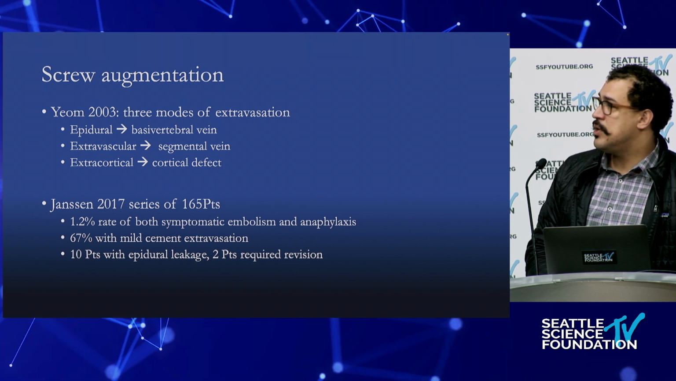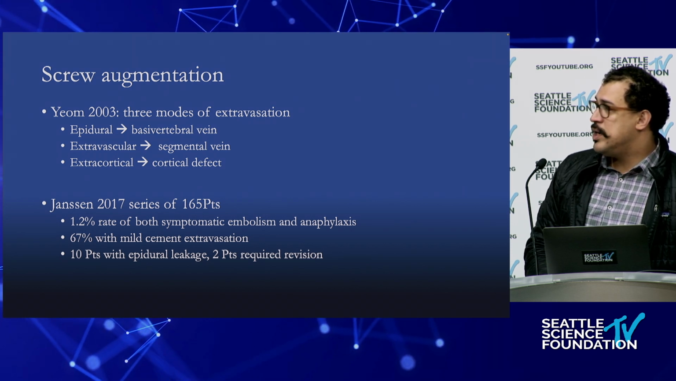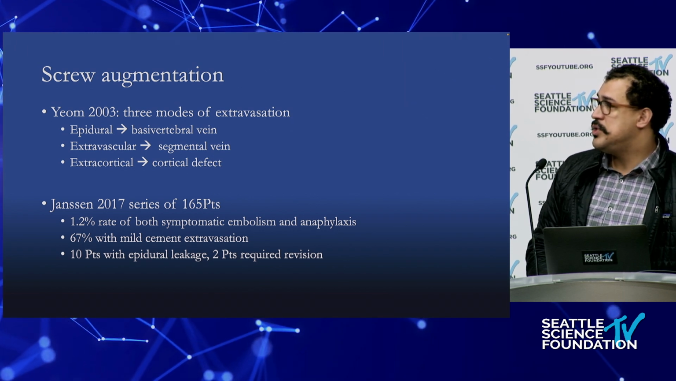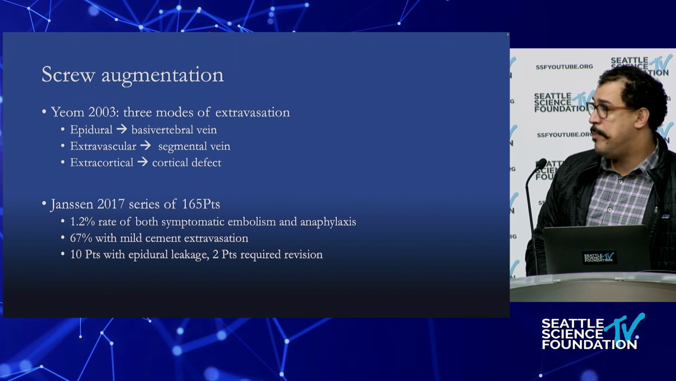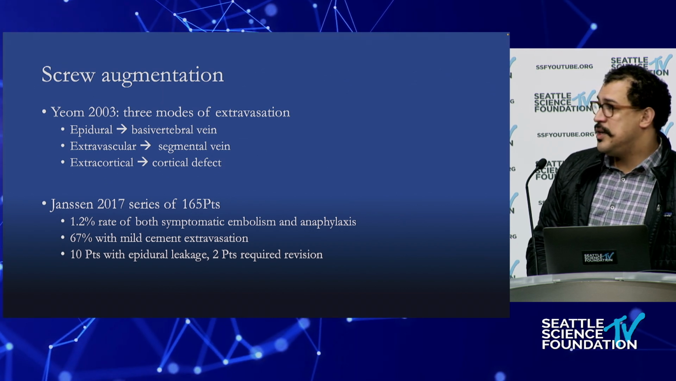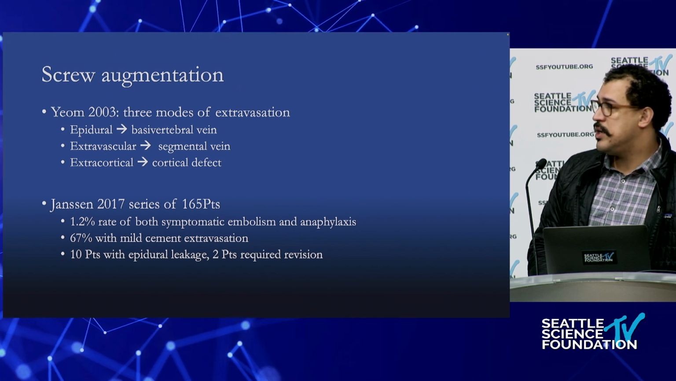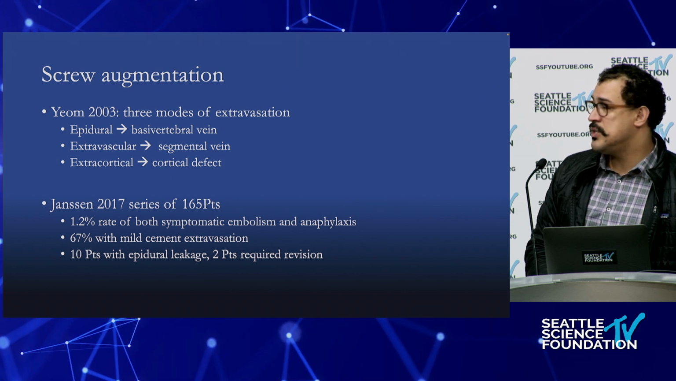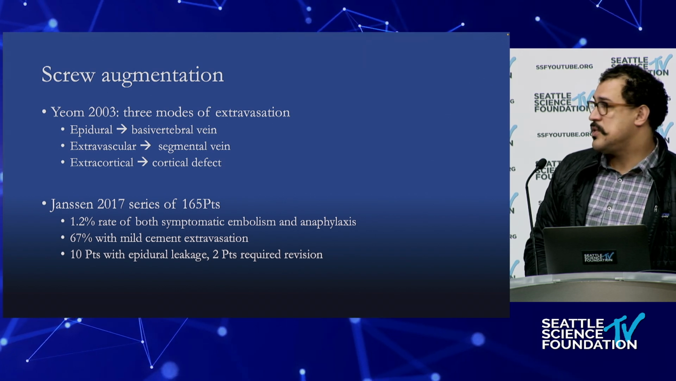Obviously, this is the main concern. This Janssen series from 2017, 1.2 was their percent of symptomatic patients. That translates to 2 patients with an embolism that caused significant pulmonary complications, and then 2 that had anaphylaxis. So that's a 2.4% rate of significant complication in their series. Obviously, you really have to look at the amount of cement used, the technique being used. All of those things play a huge role in this, but it is something you need to discuss with patients.